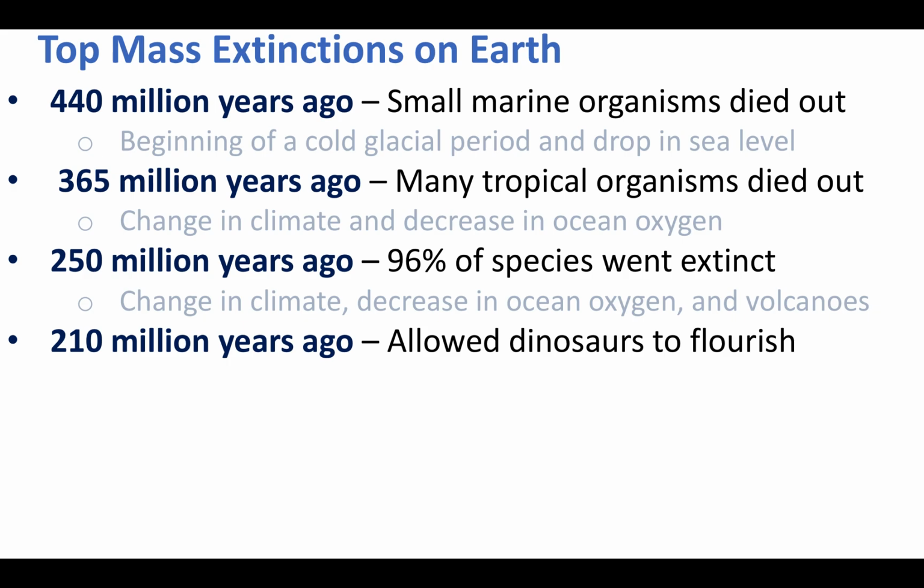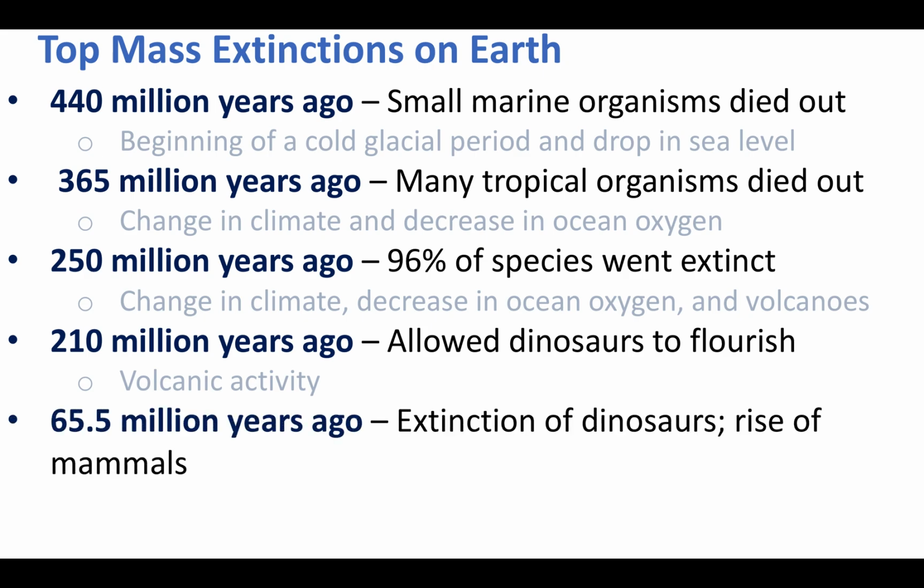Now, 210 million years ago, there was another mass extinction where a lot of vertebrate species went extinct, but this was also really great for the dinosaurs because their competition went away and dinosaurs were able to start to flourish after this mass extinction, and this was caused mostly by volcanic activity. After 210 million years ago, you had an abundance of dinosaurs.